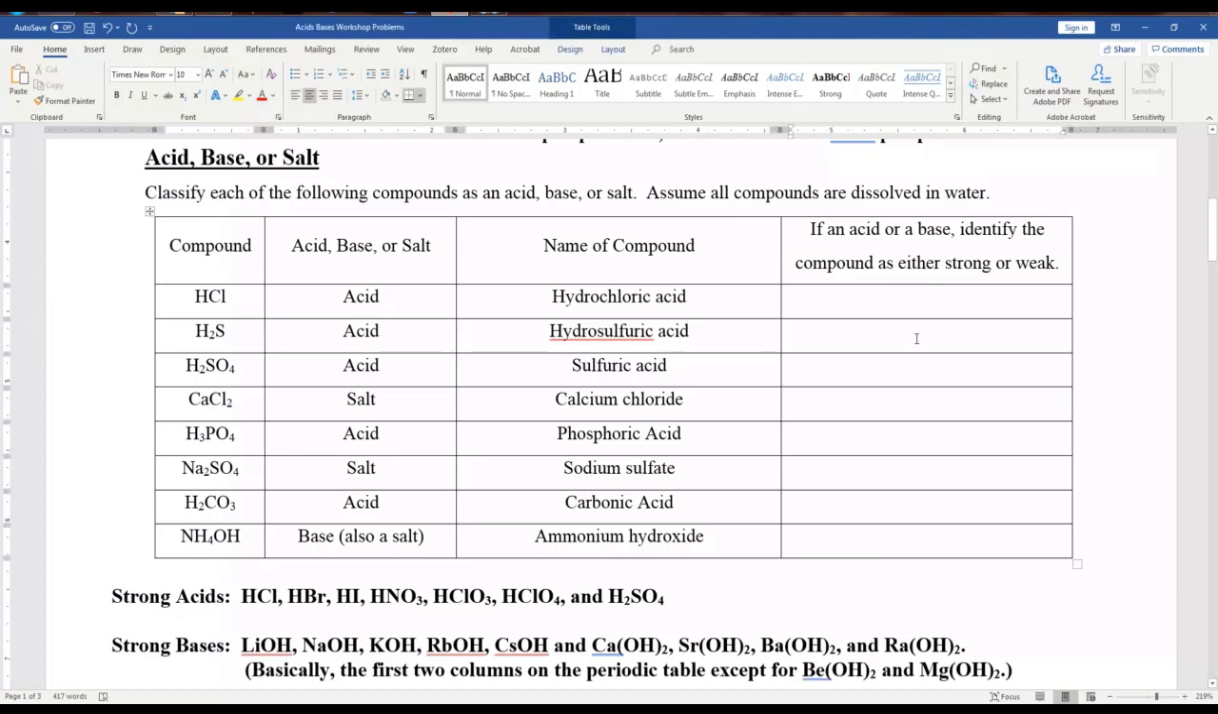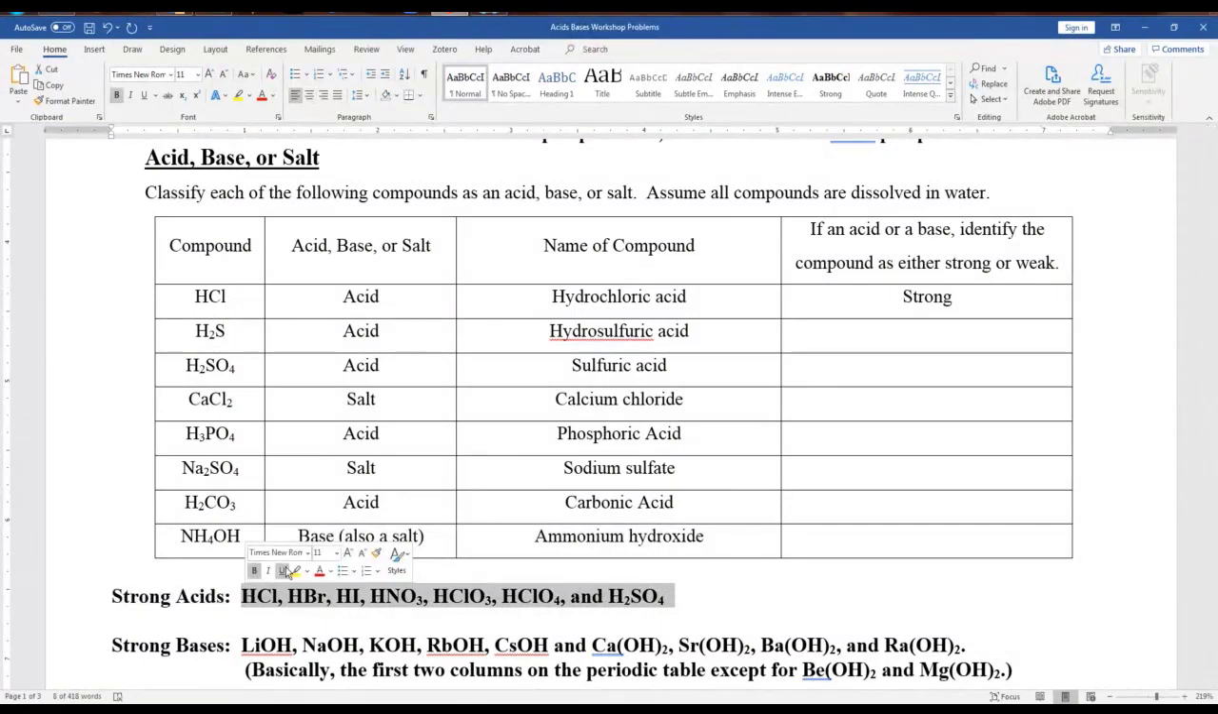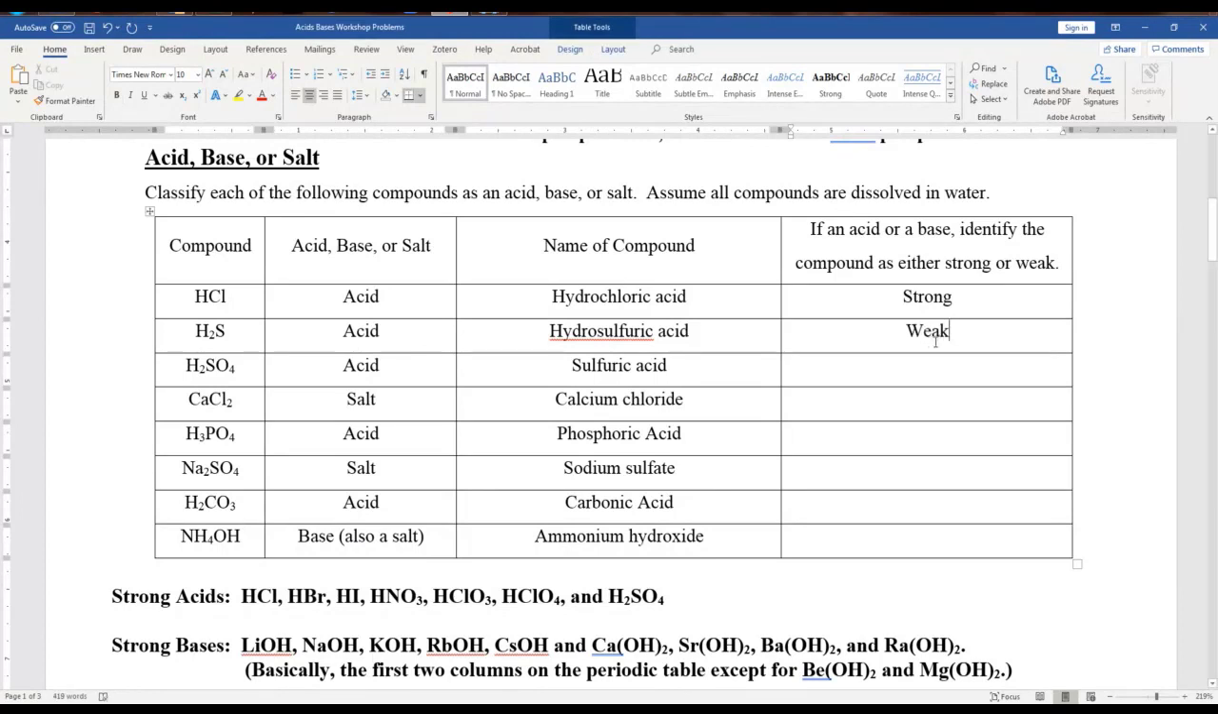Okay, so hydrochloric acid, strong or weak? Strong. Yep, that's a strong acid. What about hydrosulfuric acid? H2S is not on this list down here. Oh, okay, it's weak then. Yeah, there's only 7 strong acids, but there's millions of weak acids. So just memorize the 7. Anything that's not strong is weak. What about sulfuric acid? Strong, H2SO4, that's on there. And this is not applicable because it is a salt.